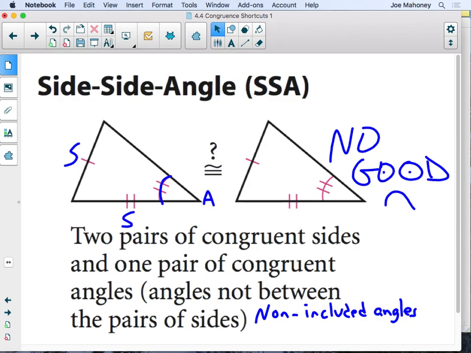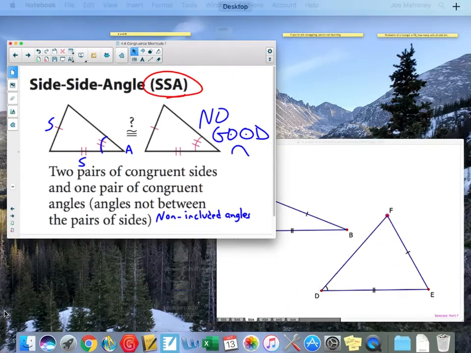And you know another reason why it's no good? Spell that backwards. That's why it's no good.